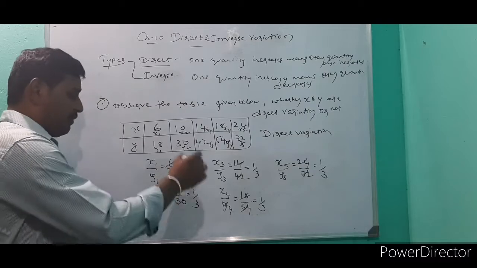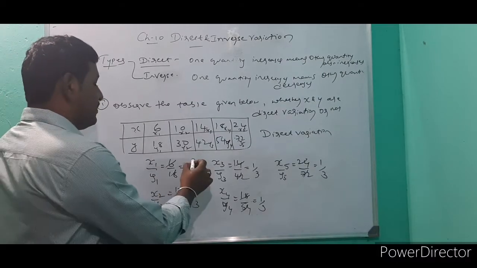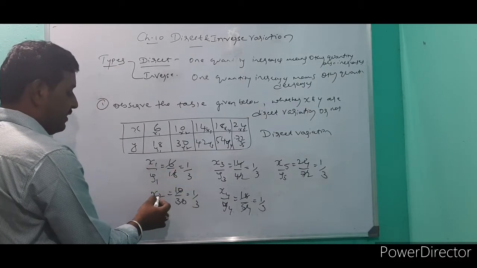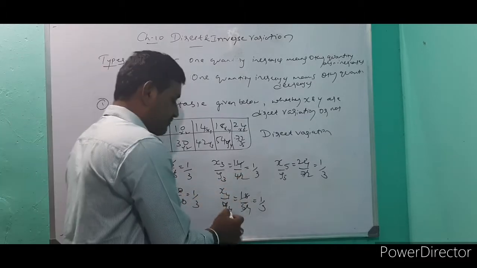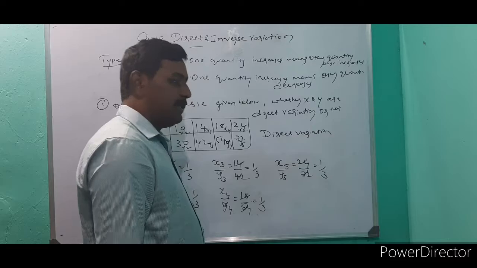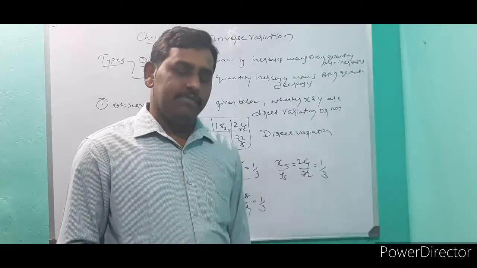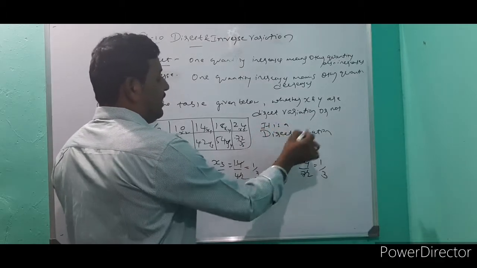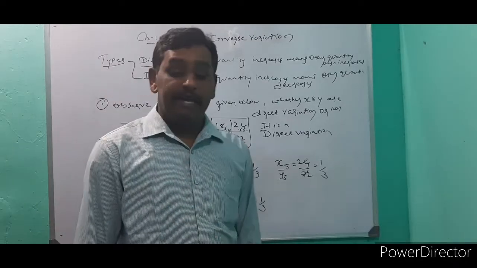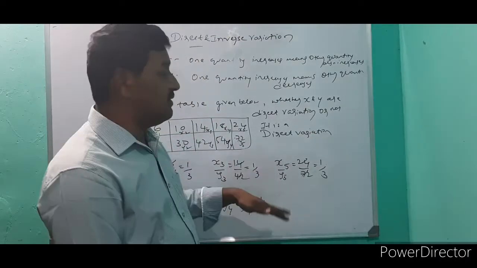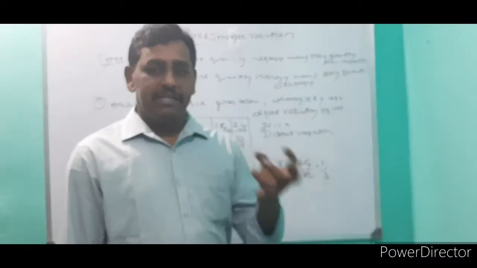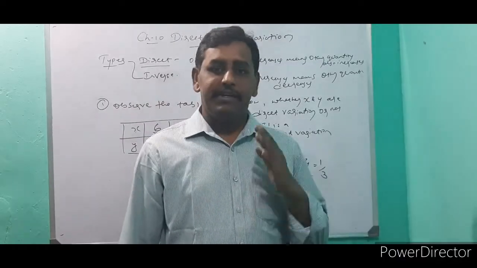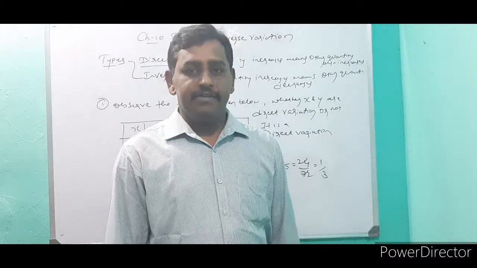When we simplify the ratios, x1 by y1 is 1 by 3, x2 by y2 is 1 by 3, x3 by y3 is 1 by 3, x4 by y4 is 1 by 3, and x5 by y5 is 1 by 3. All ratios give the same constant, so this is a direct variation. This is how we find whether a given table or question is a direct variation. If you divide the two quantities and get the same constant ratio, the given quantities are in direct variation.